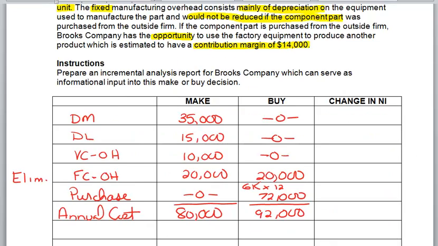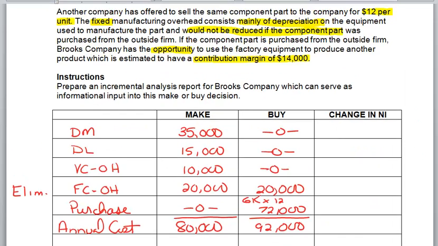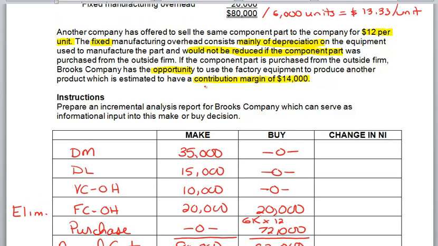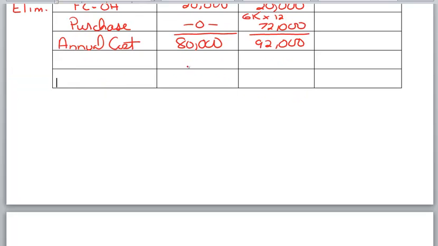Now we have one more piece of information that we have to keep track of, and that is, it told us here that we have an opportunity to use the factory to produce another product which is estimated to have a contribution margin of $14,000. Now that $14,000, the way most books treat it is to put it as an opportunity cost, not revenue. Meaning, if you take the alternative that would not give you this additional contribution margin, this additional revenue, it's a cost to that decision. So if we decide to make our product, that's going to give us an additional $14,000 of cost, what we call opportunity cost.